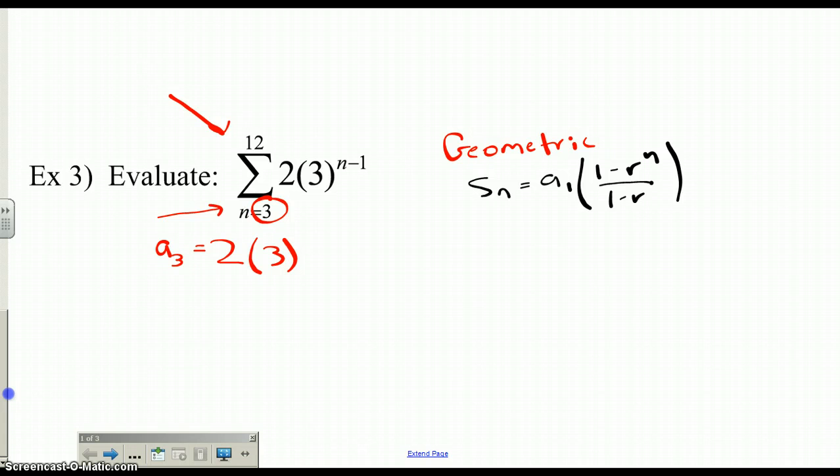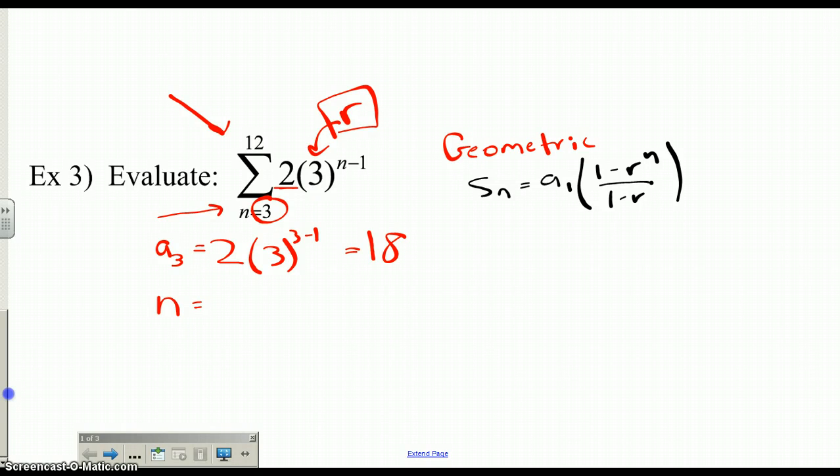2 times 3 to the 3 minus 1. That comes out to 18. Think of the formula here. This would be the first term if we started at 1, but since we start at 3, we've got to find that third term. Next, here's our constant ratio. Here's our r. So we have the constant ratio, we have the first term in this sequence that we're trying to add up. How many terms is it?